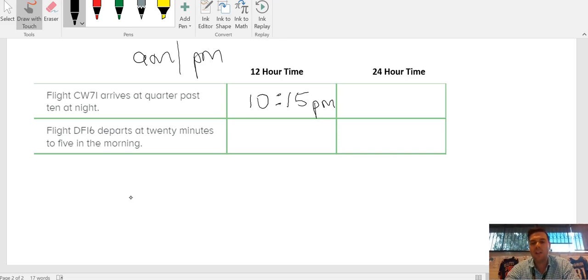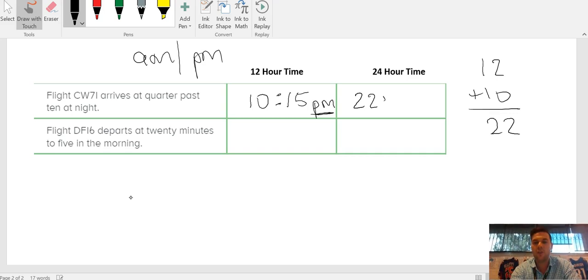Now, what does 10:15 look like in 24-hour time? Well, let's do a little trick. Because it's PM, I'm going to do 12 plus 10 equals 22. So I know that it's the 22nd hour of the day. So that's my 22:15 would be my 24-hour time.